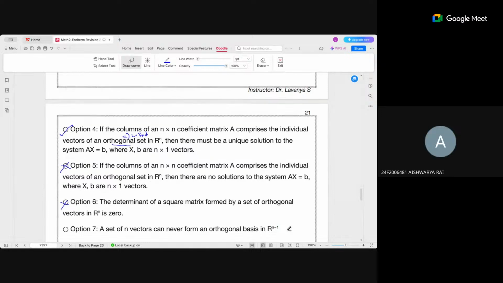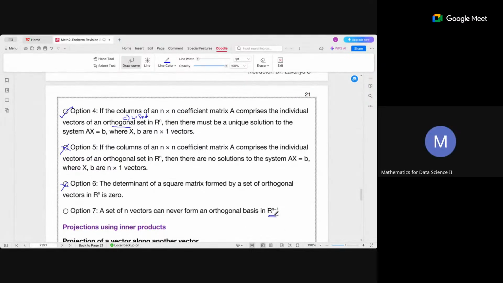True. For R^n minus 1, how many elements can there be in a basis? N minus 1. Here they are saying n vectors are there in this basis. Is it possible? No. Obviously incorrect, right?